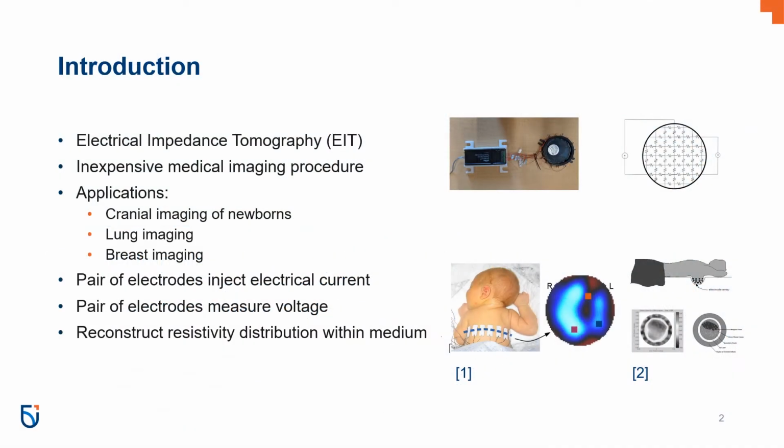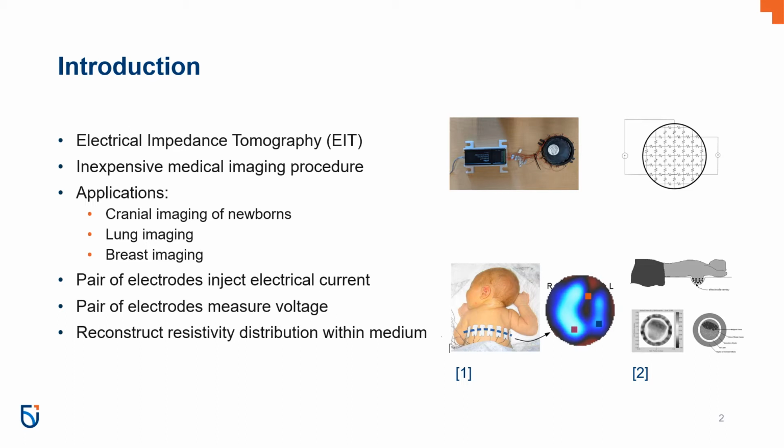Electrical impedance tomography, or EIT, is a medical imaging procedure. It is a fairly inexpensive procedure when compared to methods like X-ray and MRI. It is a non-invasive imaging procedure as it does not involve inserting medical instruments into the patient.